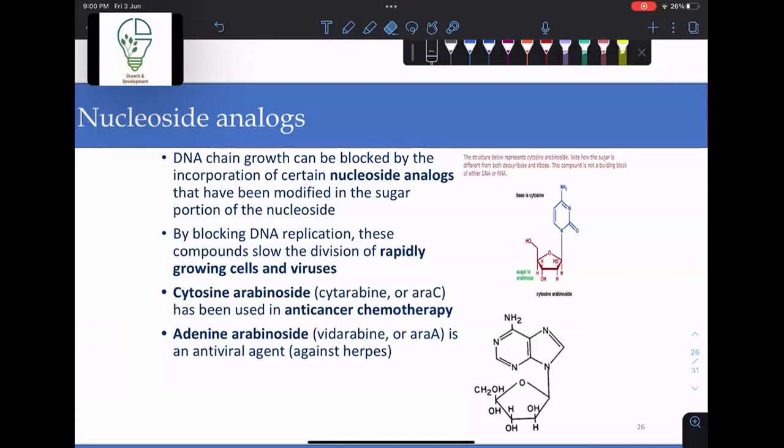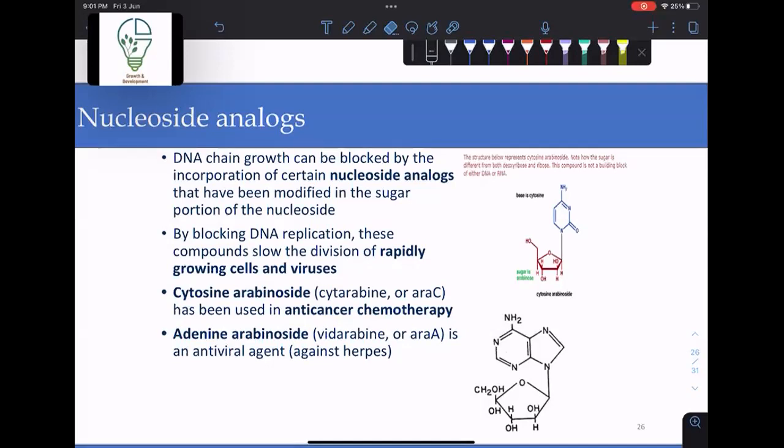Okay, so let's move on and let's talk about some nucleoside analogs. Basically, these nucleoside analogs are like mimickers, okay? They are copycats of basically the original nucleotides. And the reason why they're there is because the DNA growth can be blocked by incorporating these analogs. So think of these analogs as like a full stop, okay? Or like something that stops the growth of the DNA molecule.